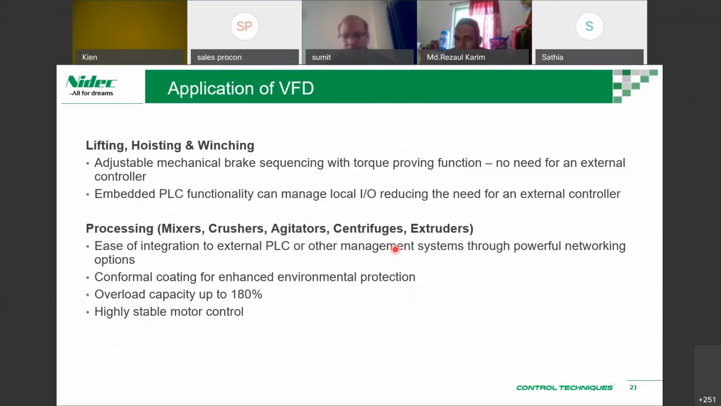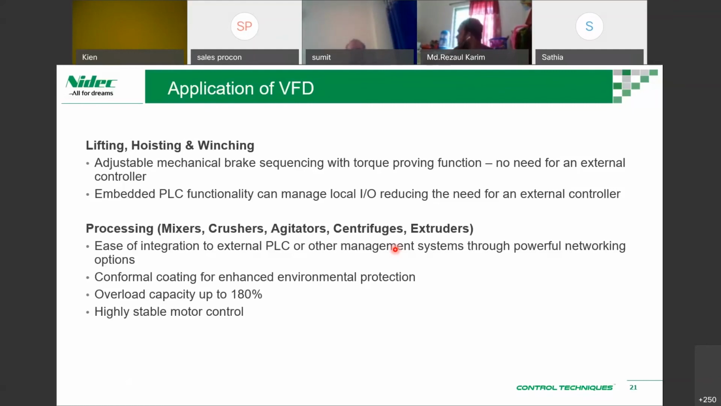Lifting and hoisting: adjustable mechanical brake sequencing. So you don't need an external controller to do the mechanical braking. These are factors that you look at because you would need a brake, and you need a braking controller. So instead of using an external controller, you may want to use the VFD's own mechanical brake control so that it's in sync. You don't have to worry about timing it, like having a specific timer contactor to make sure the timing is good. It's done within the VFD.